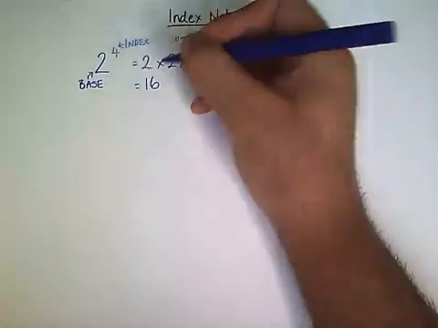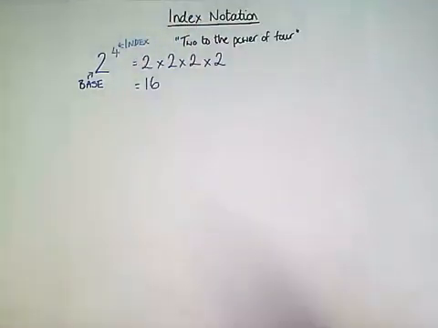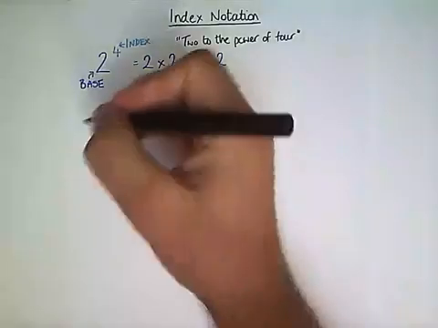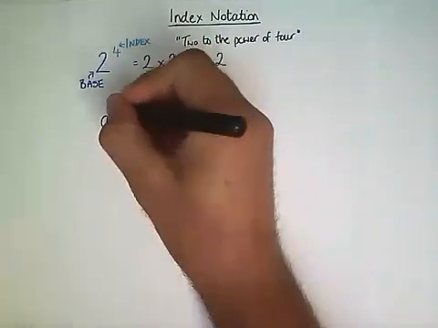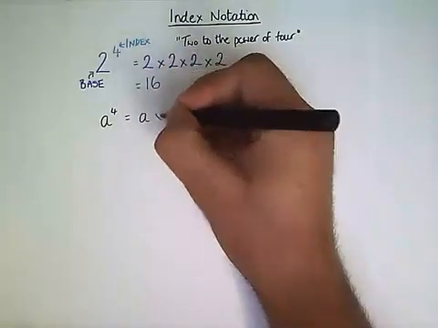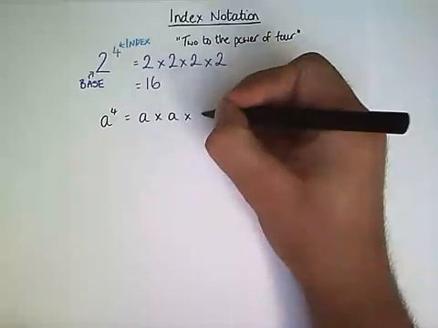Now what we're going to look at today is just going between something in index form and the expanded version like this. So we're not actually going to worry about working them out. Quite a few of the examples we're going to have a look at will involve some algebra. So we know 2 to the power of 4 is 16, but if we had a to the power of 4, that would just be a times a times a times a.